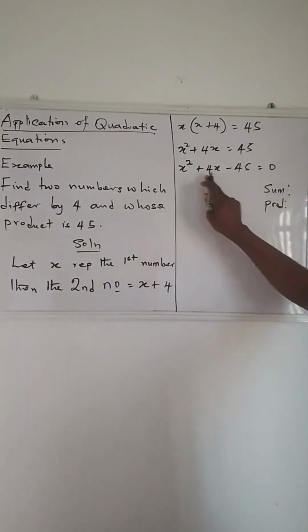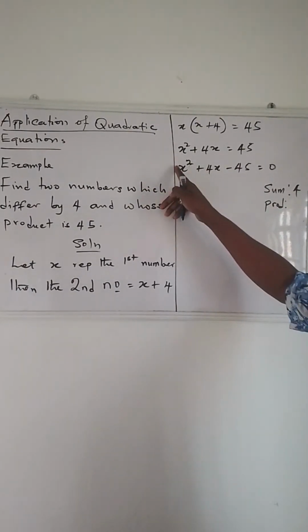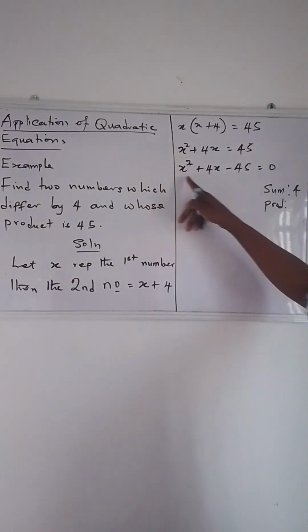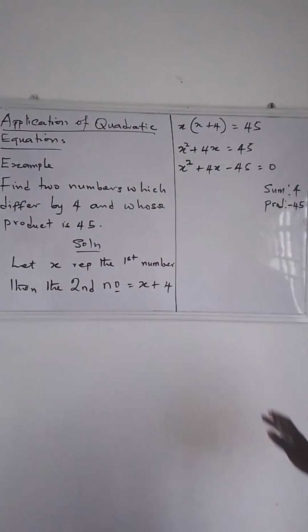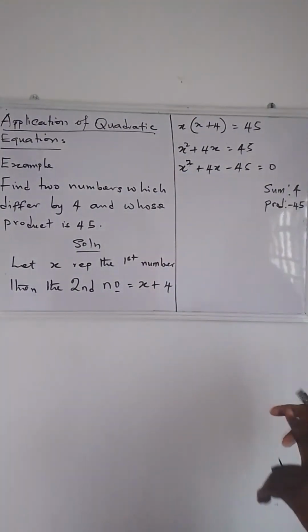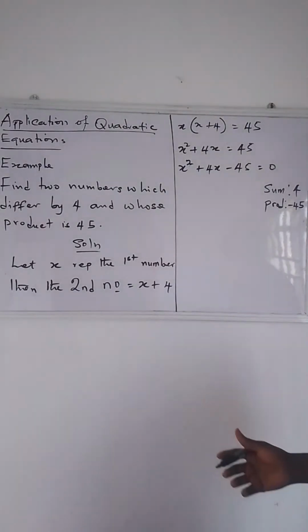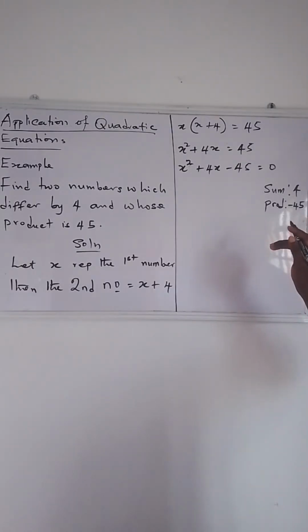So the sum is the coefficient of x, and that is 4. The product is the coefficient of x squared times minus 45. So 1 times minus 45 gives you minus 45. Now the next thing is to look for two numbers such that when you multiply them together, you have minus 45, and when you add them together, you have 4. So what are the two numbers?